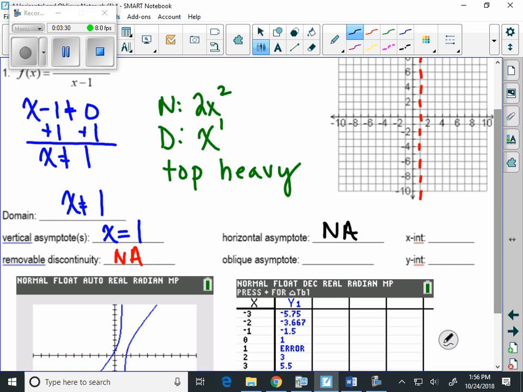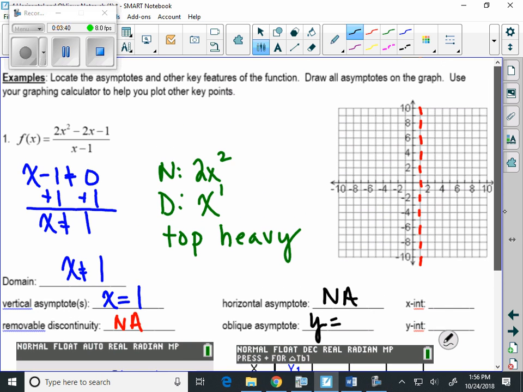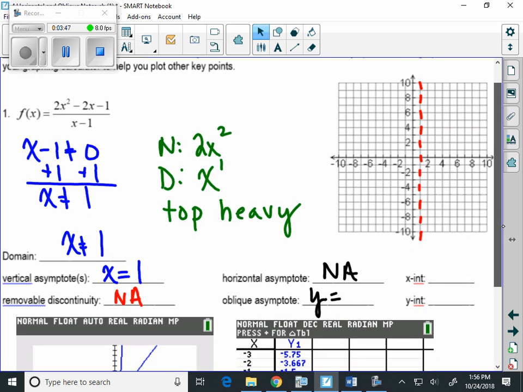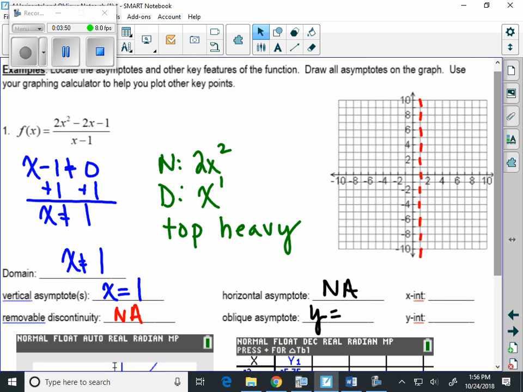So now, how do we figure out how to find our oblique asymptote? It's going to be a y equals. And, well, I don't have enough space. I hope you have better space than me. We're going to go back to an old concept from Algebra 2 called synthetic division. Now, if you like long polynomial division and you want to do long polynomial division, you're welcome to do long polynomial division. But synthetic division works like this.